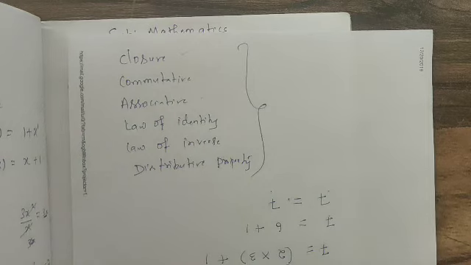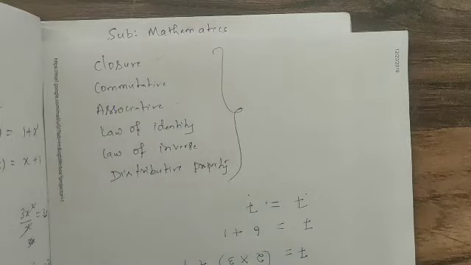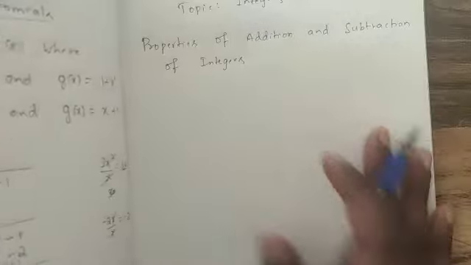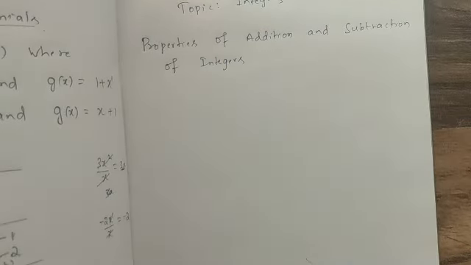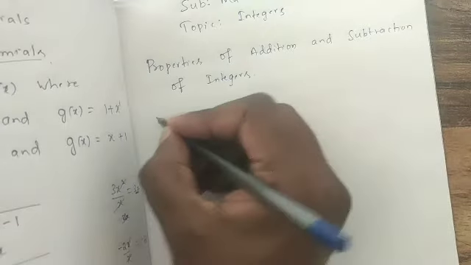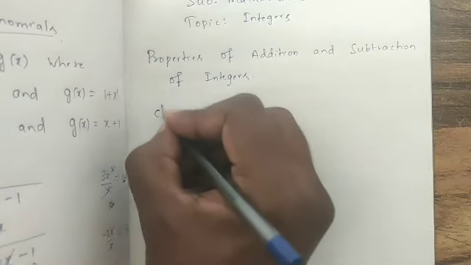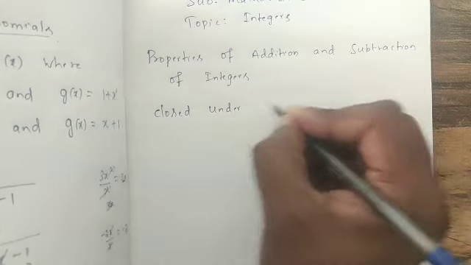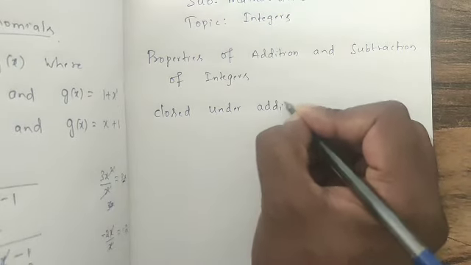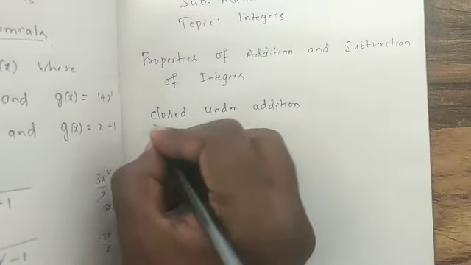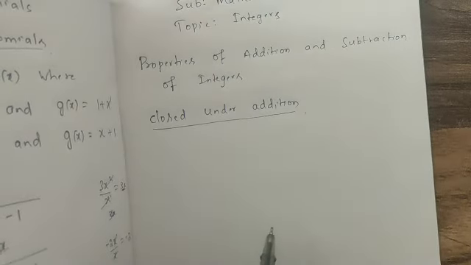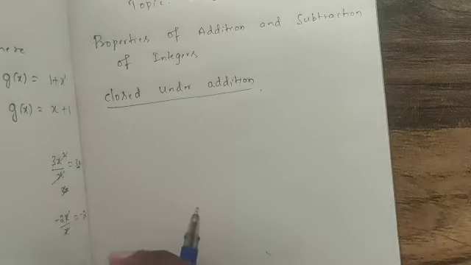So I will explain what you mean by closure property. First one will be closure property, closed under addition. What do you mean by closure property? Closure under addition means the operation will be addition.